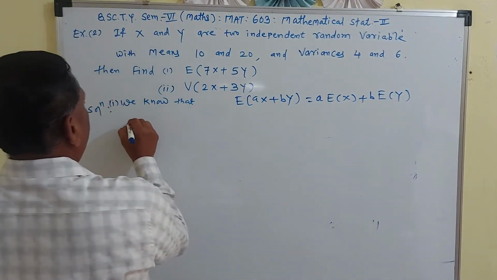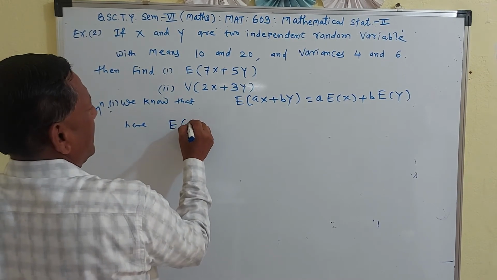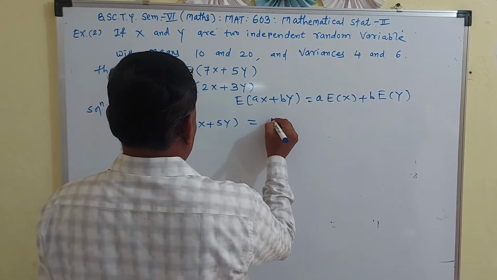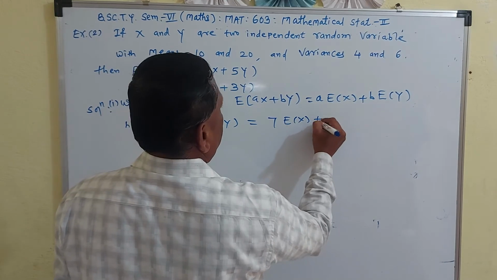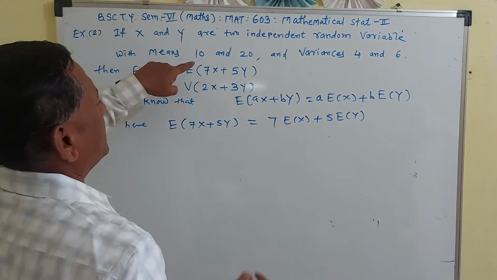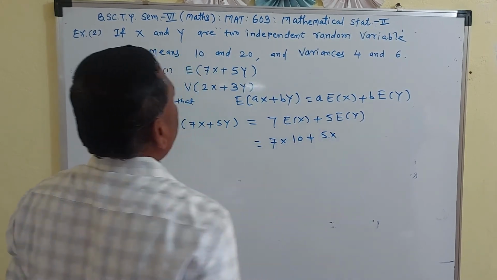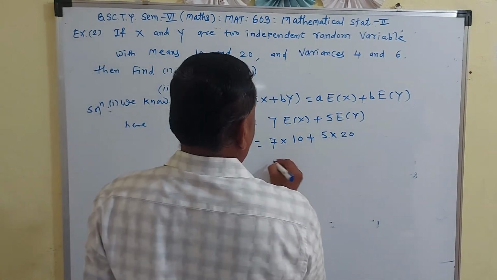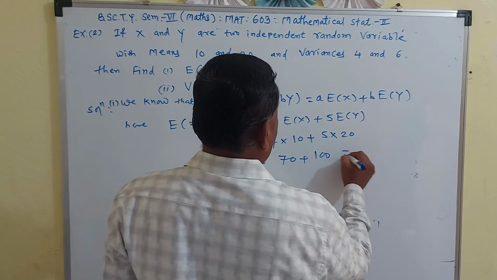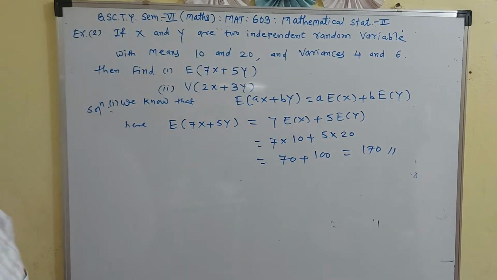Therefore, here you have to find the expectation of 7X plus 5Y. By the theorem or properties, it is equal to 7 into expectation of X plus 5 into expectation of Y. You are given that expectation of X is 10, so 7 into 10 plus 5 into expectation of Y, which is given as 20. So this is equal to 70 plus 100, which is 170. Therefore, the expectation of 7X plus 5Y is 170.